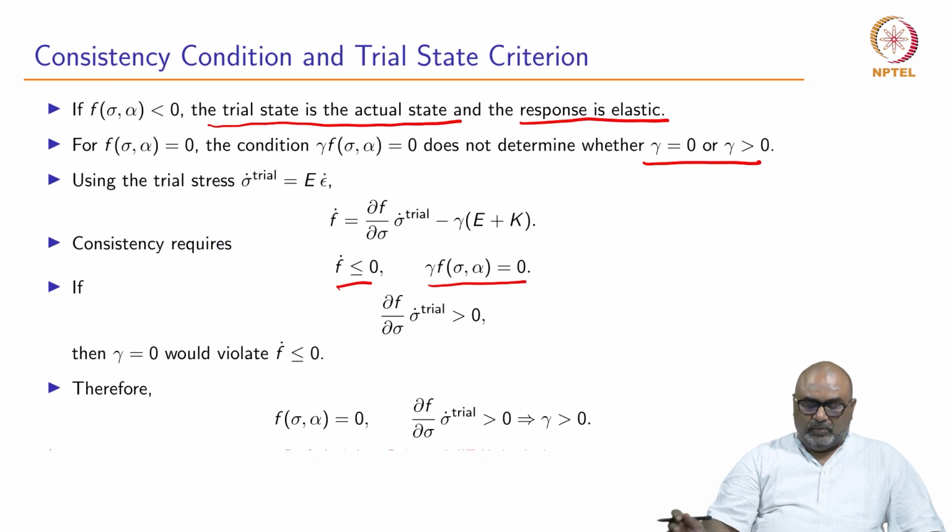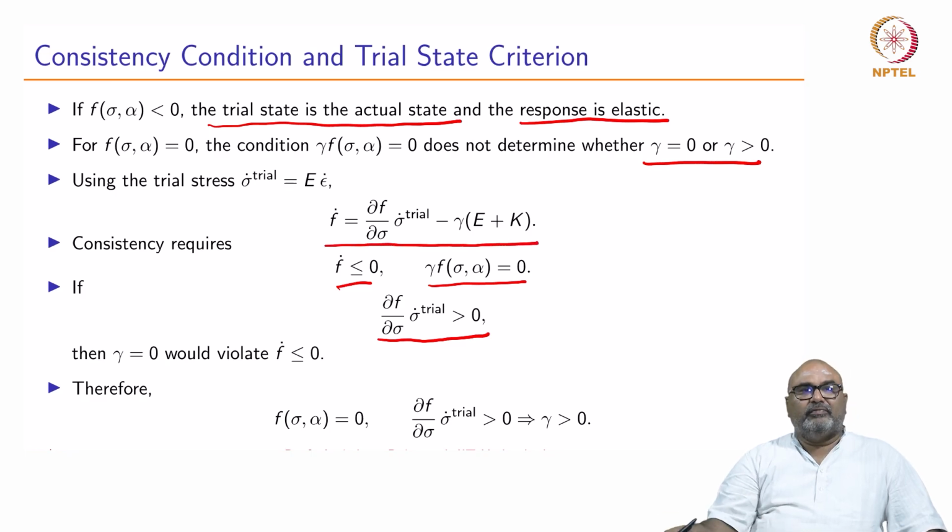We satisfied only when dou f by dou sigma times sigma dot trial is greater than 0. So, when we use this definition, f dot is equal to dou f by dou sigma times sigma dot trial minus gamma times E plus k. Now, according to the consistency condition, f dot must be less than or equal to 0 and gamma f of sigma comma alpha must be equal to 0.